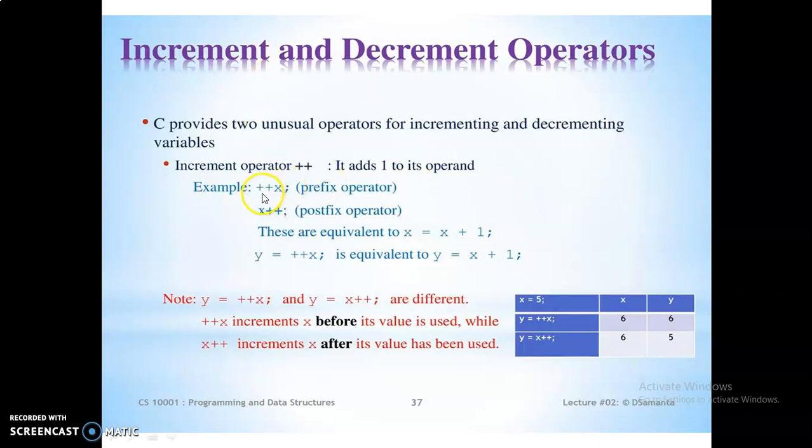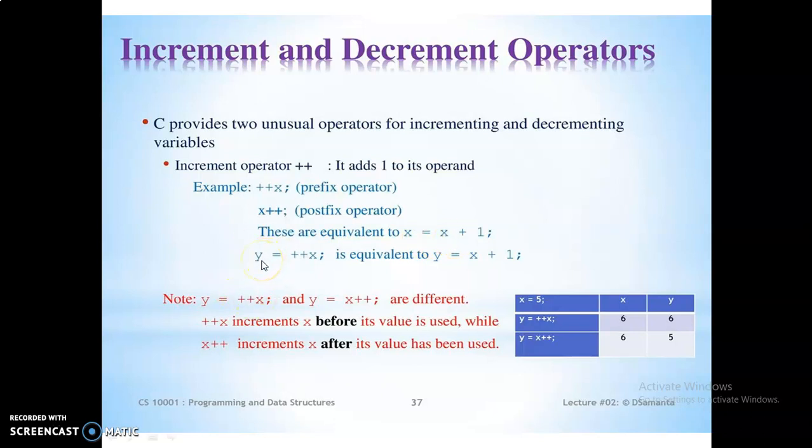In this picture, this is the prefix operator because the operand is x. Before the operand, the operator is placed. So this is called the prefix operator. Here, x is the operand and the operator is placed after the operand. So this is called the postfix operator. These are equivalent to: plus plus x or x plus plus means x equal to x plus 1. Okay. This is the expansion of plus plus x and x plus plus.